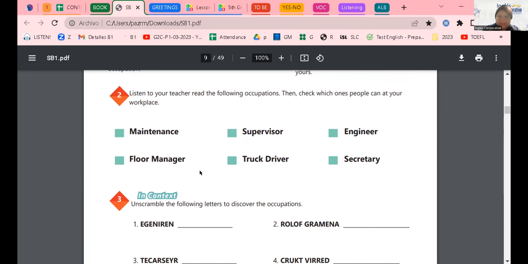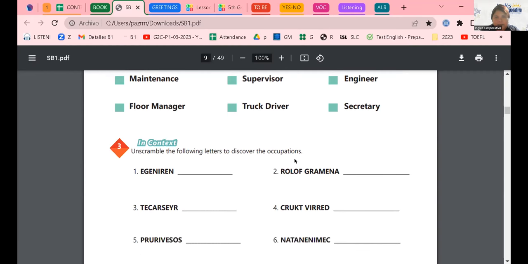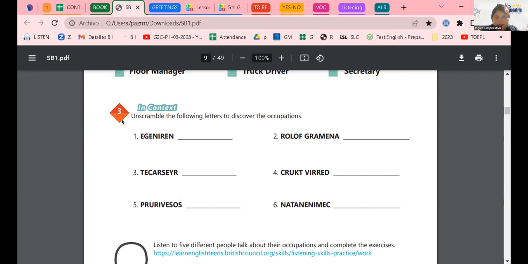Ok, so look at this. In here, you just have to select the ones that the people do at your workplace. Aquí solo van a marcar las que sus compañeros o personas que trabajan con ustedes hacen. So you just mark the ones that you consider. Ok. In this one, activity 3, unscramble the following letters to discover the occupations. Number 1. So what do you think about number 1? So what is the occupation? We have to unscramble that.